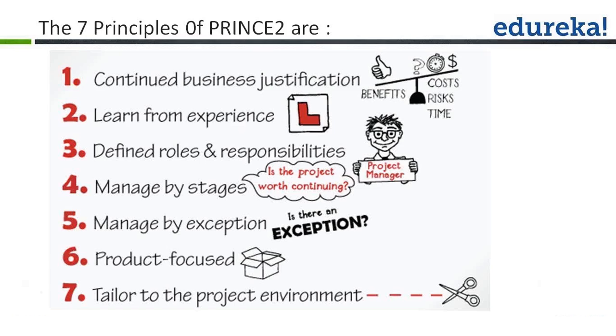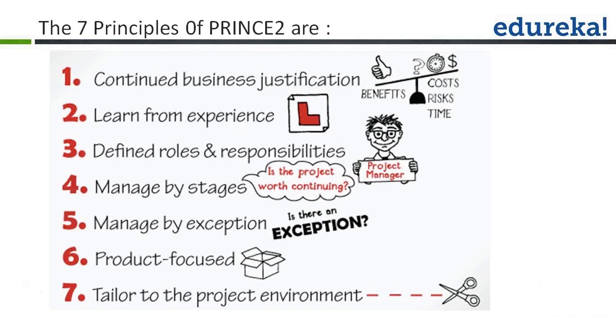Throughout the project in PRINCE2, lessons learned are collected so that you can take immediate corrective and preventive actions. And when the project ends, the lessons learned are compiled and put into a centralized repository so that they can be used for future projects.